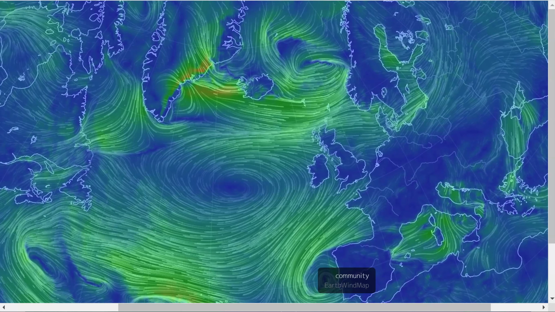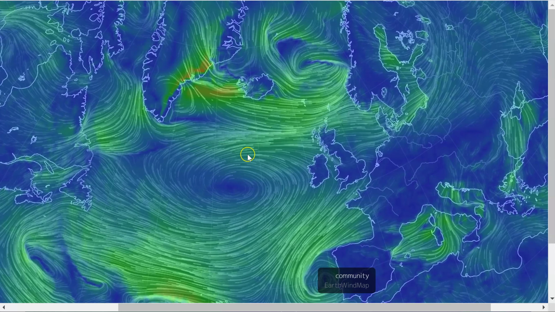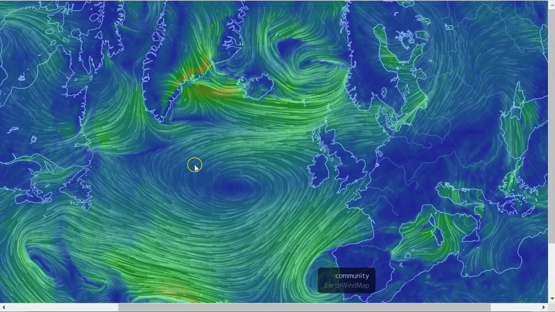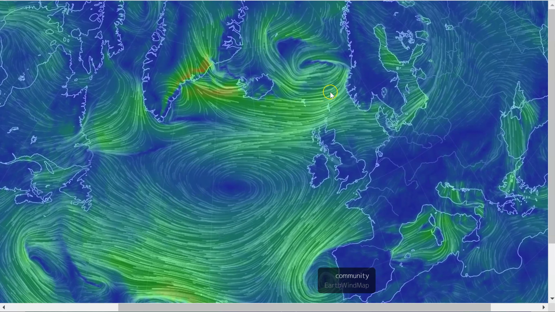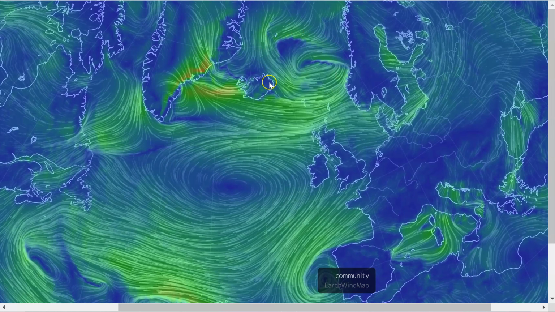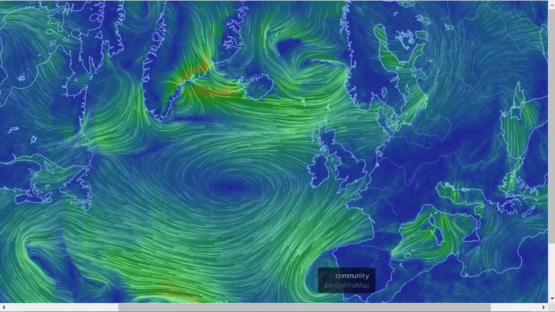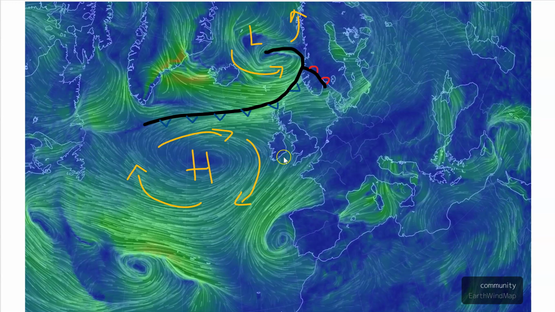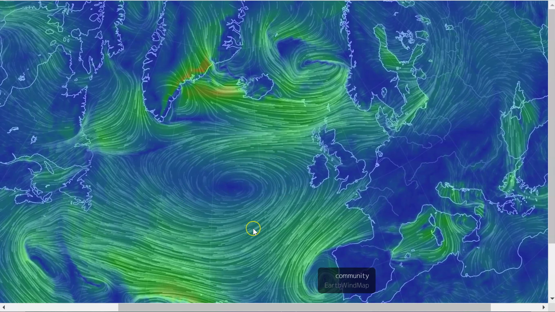There you go. There's the front in between them there, and you've got that circulation there in a clockwise direction around the high pressure, and the circulation there in an anti-clockwise direction around the low pressure. Clockwise direction around high pressure, anti-clockwise direction around the low pressure. There you go.